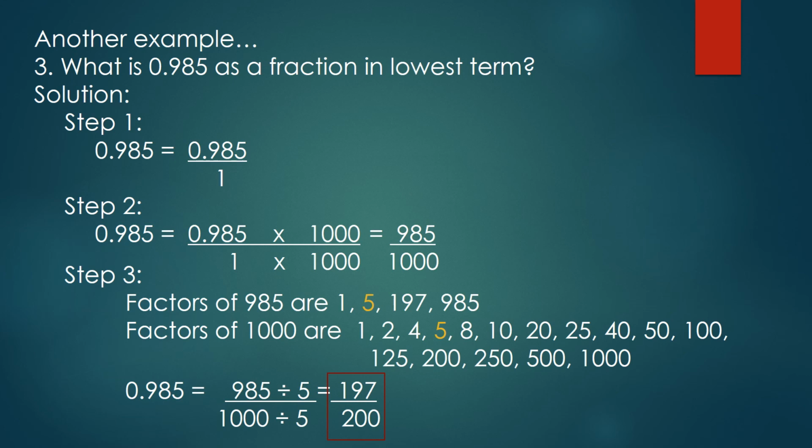Now, for step 3, we need to list down the factors of 985 and 1,000. After listing the factors of numerator and denominator, we can see that the greatest common factor is 5. So, that's what we're going to use to divide the numerator and the denominator. So, 985 divided by 5 is equal to 197, and 1,000 divided by 5 is equal to 200. So, the final answer is 197 over 200.